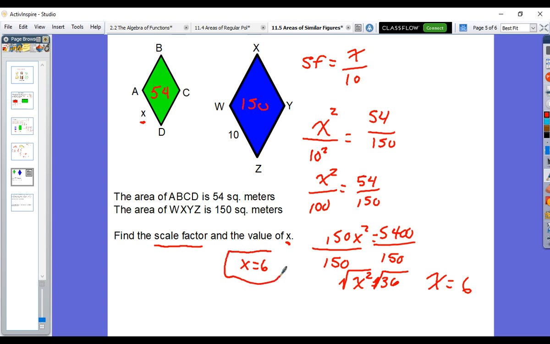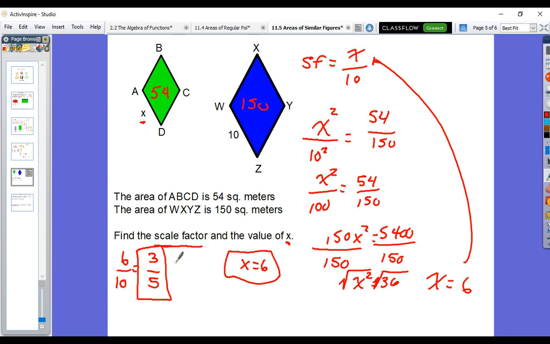And again, we're looking for the scale factor, so we plug this back into that. We get 6 over 10 and reduce that. Divide those by 2. We get 3 over 5 is our scale factor. That's our other answer. All right.